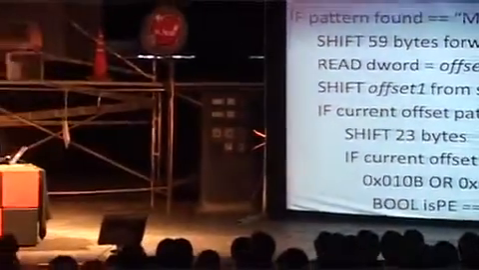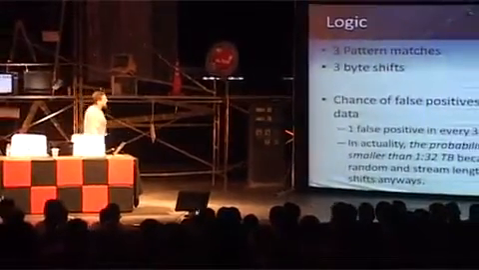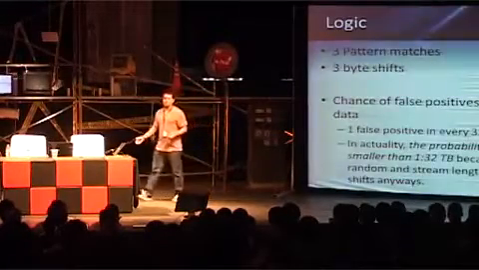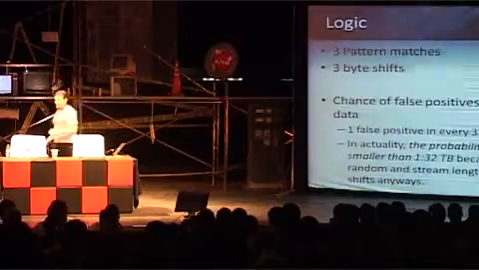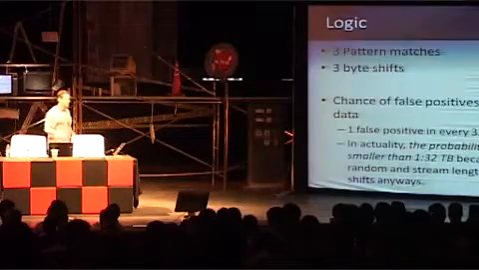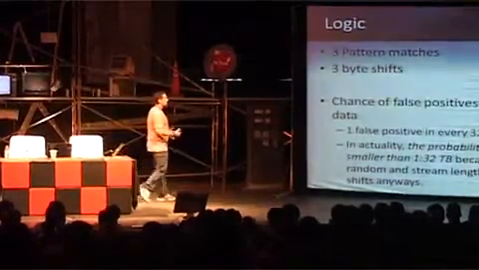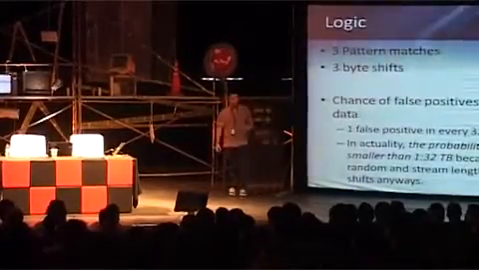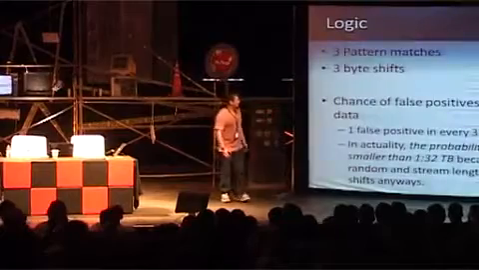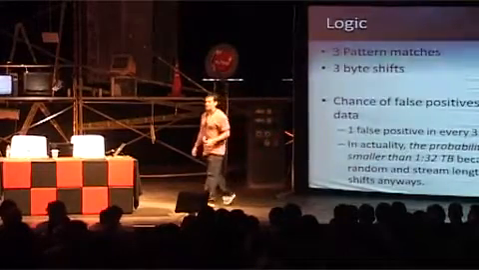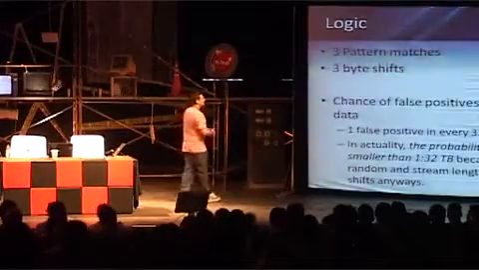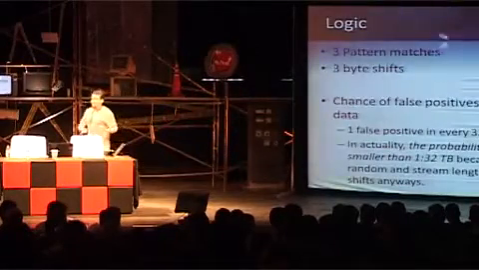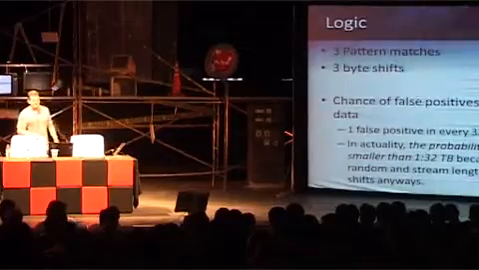So all total, at least at a high level, the logic for this is 3 pattern matches and 3 byte shifts, which is a minuscule amount of work. Half the crappy IDS signatures out there do far more work than this. So it's a very, very high performance way of at least identifying the executable. The chance of false positives using simple statistics is 1 in every 32 terabytes of data, so definitely a lot more acceptable.